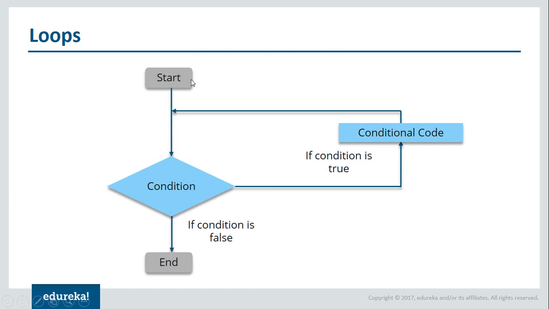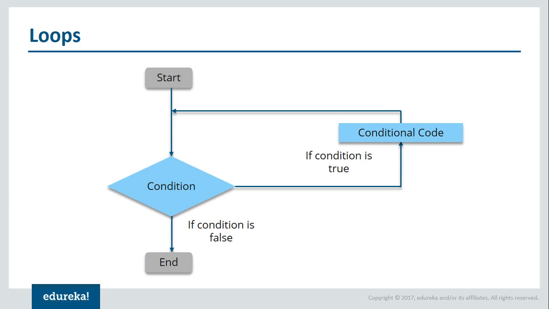I'll explain with the flow chart. The control will first start and it will check the condition here. If the loop condition is true, then it will go ahead and execute the conditional code, the code which is written inside the loop. Then again it will check the condition. If it is again true, then again it will execute the conditional code. This process will keep on repeating until your condition becomes false. The moment it becomes false, the control will come out of the loop. So you can actually create an infinite loop as well.